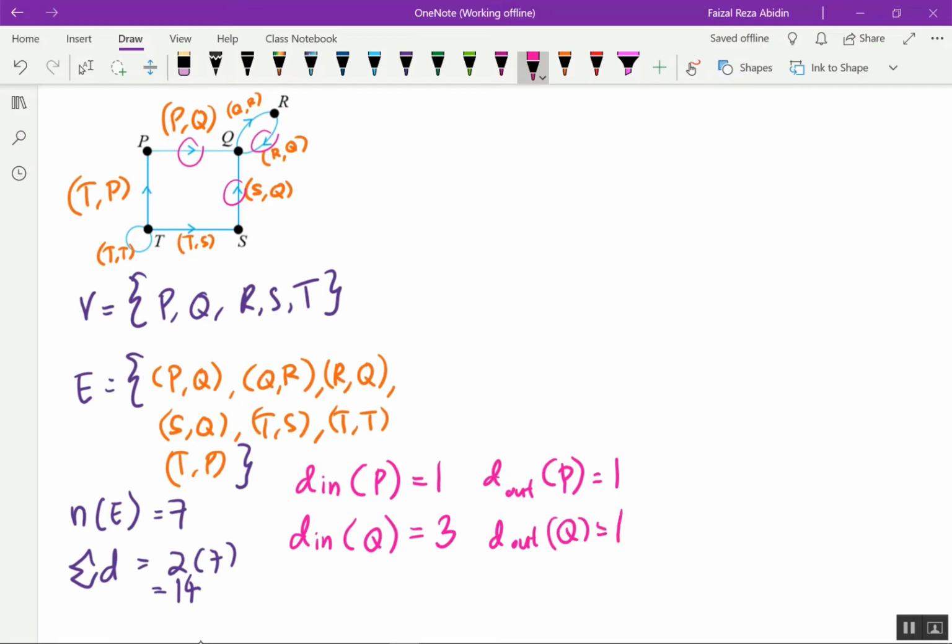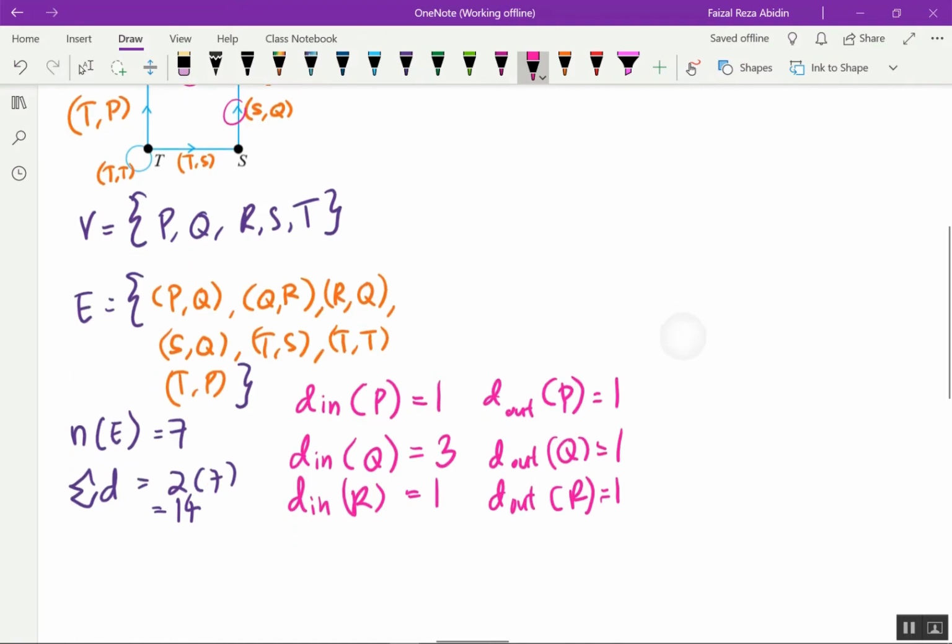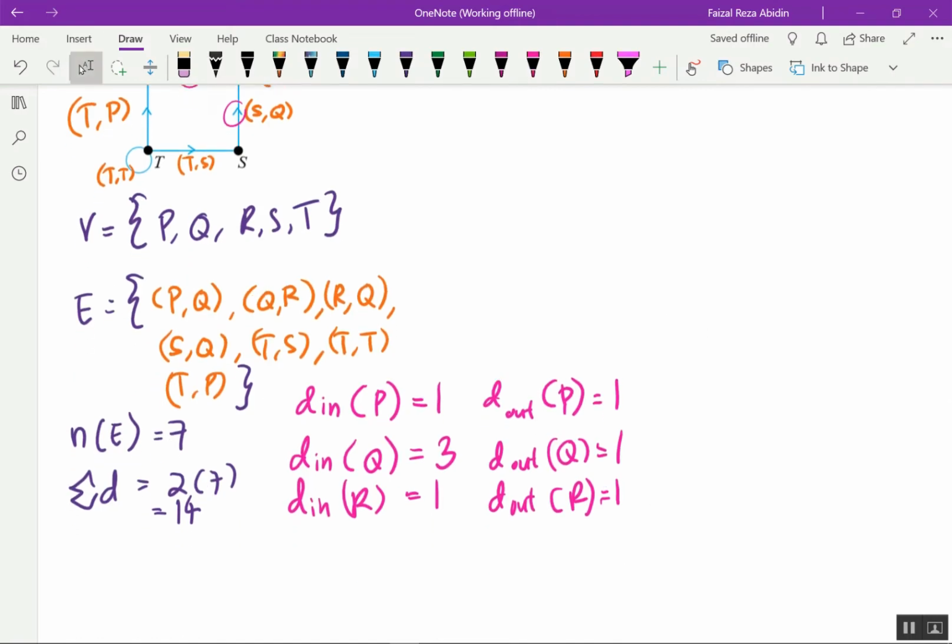Next for our vertex R. Is there any in? Yes, only 1. Is there any degree out from vertex R? Yes, only 1. Next we look at vertex S. How many in for vertex S? If you look here, only 1, right? So this one we call the in-degree for vertex S, only 1. Out also over here is 1.